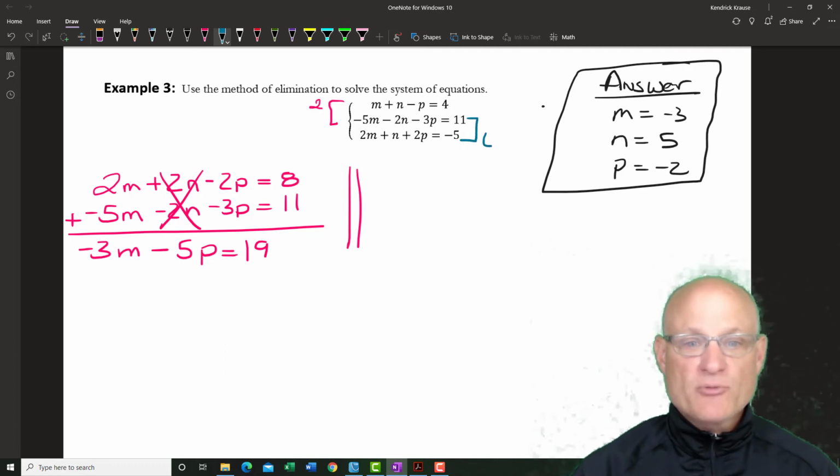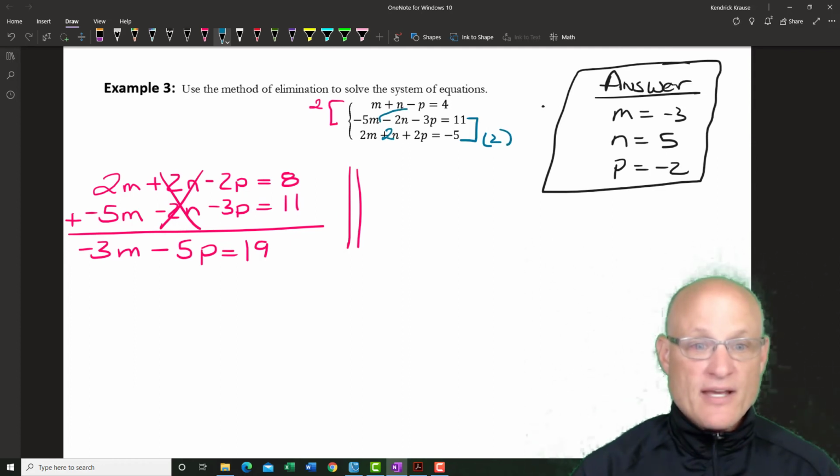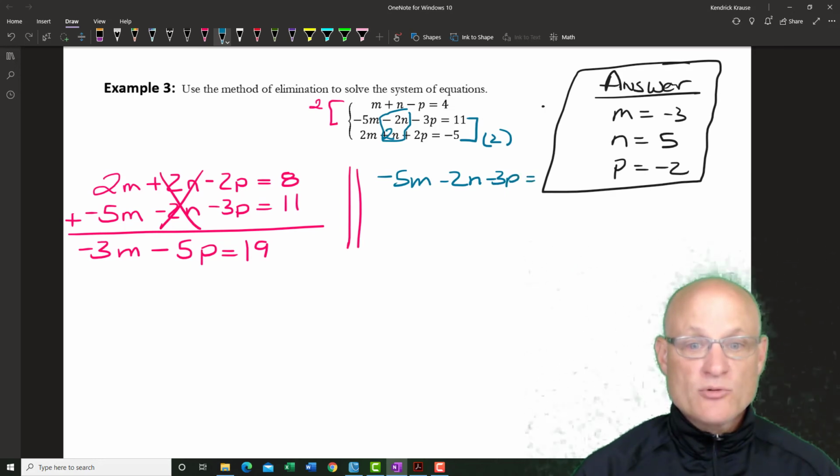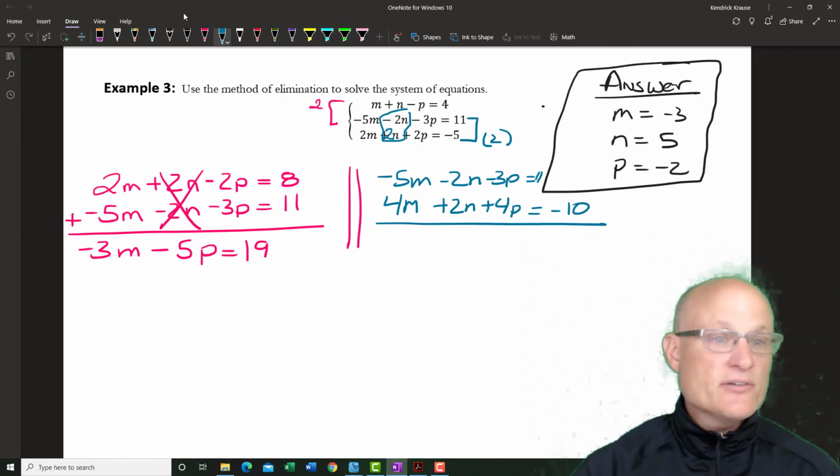All right, we're going to multiply this one by 2 as well, because if I have a 2 here, again, these N's will go. So that's okay. So minus 5m minus 2n minus 3p equals 11. Jam that stupid thing in there. And we're going to multiply everything through by 2. So I get 4m plus 2n plus 4p. Well, this looks like it's going to turn out to be nice. Equals negative 10. Oh, this is going to be really nice. Wait till you see this one.